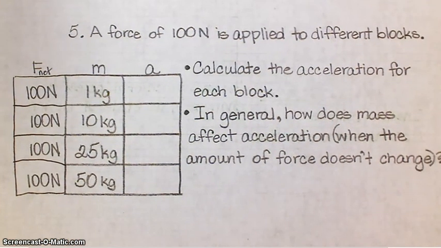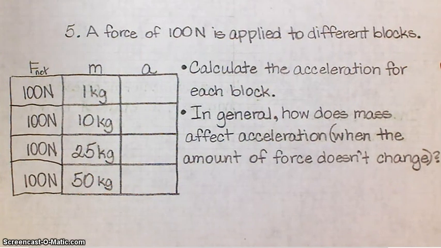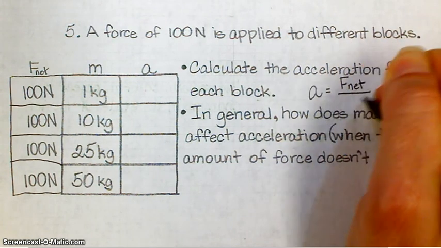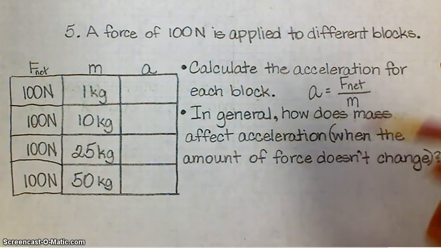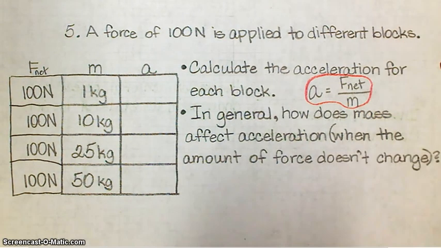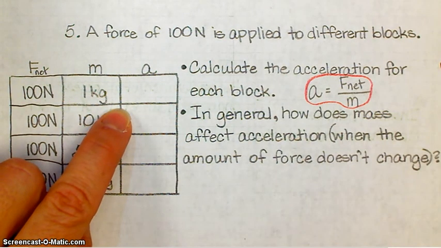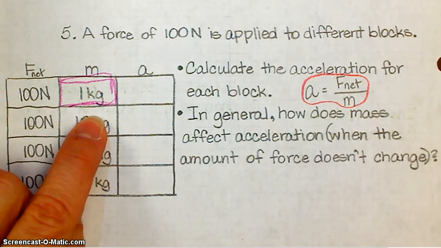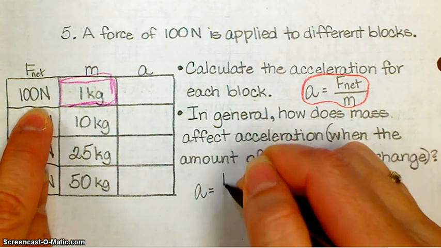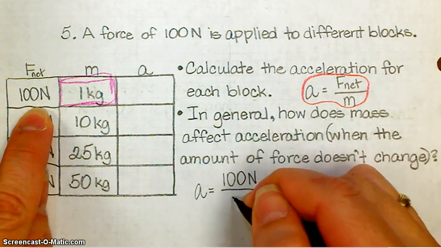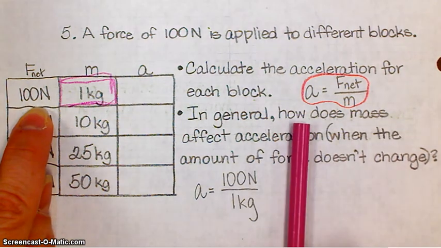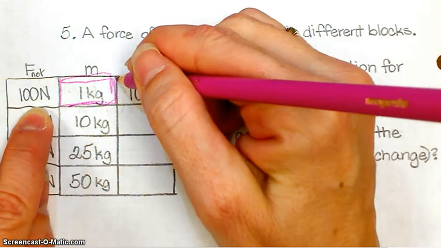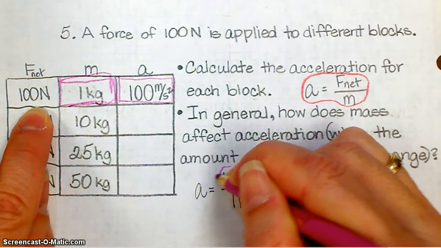So we need a formula to calculate acceleration when we know net force and when we know mass. So we're going to use acceleration is equal to net force divided by mass. For the 1 kilogram object, we're going to say the acceleration is 100 newtons, so that's the net force, divided by 1 kilogram, which is the mass. 100 divided by 1 is an acceleration of 100 meters per second squared. Okay? All right, so that's going to go with that one.